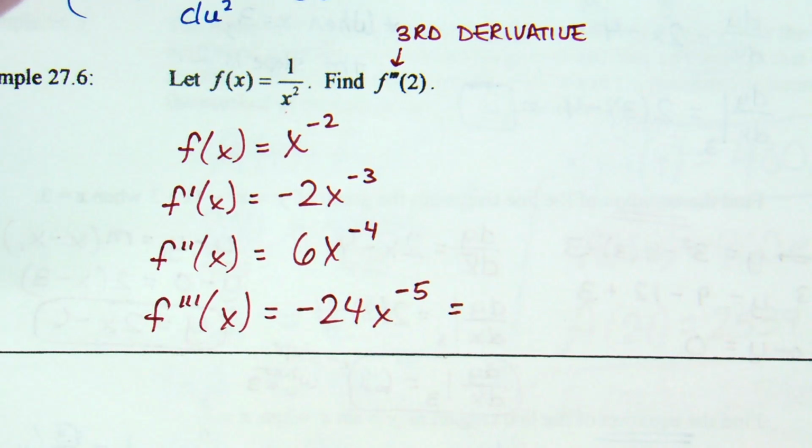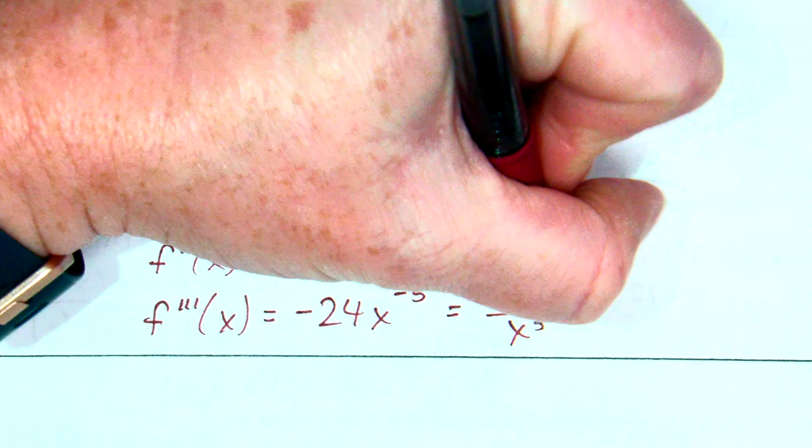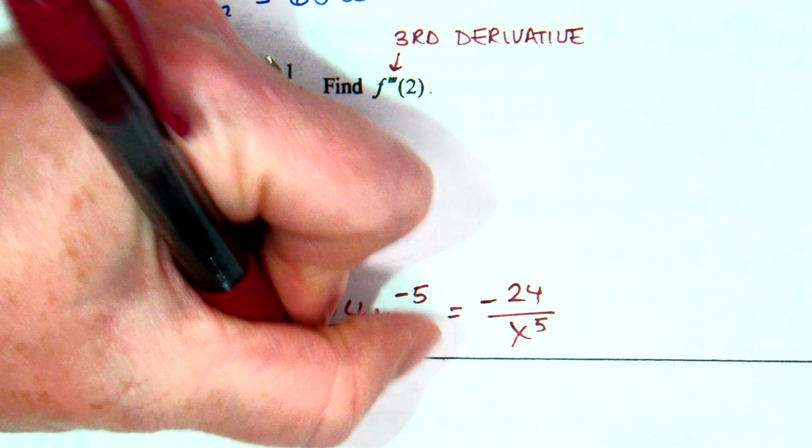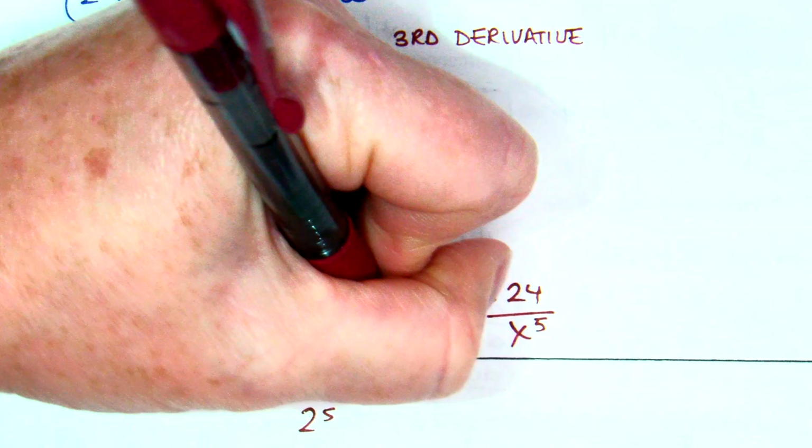To get that negative exponent out of there, we can move that part to the denominator. The negative 24 stays on top. So this could be written as negative 24 over x to the fifth. And I did that because, what are we being asked to find? F triple prime evaluated at 2. When I have to evaluate, it's easier to evaluate without negative exponents. So negative 24 over 2 to the fifth. So negative 24 over, what's 2 to the fifth?